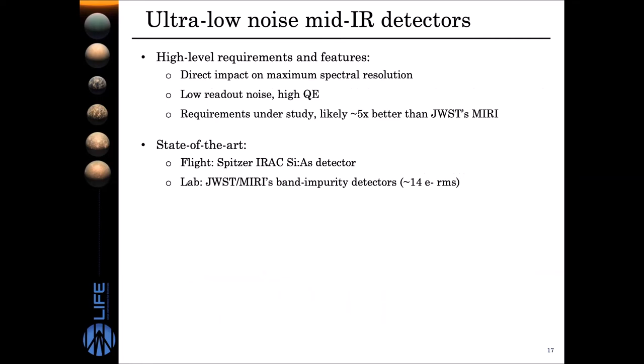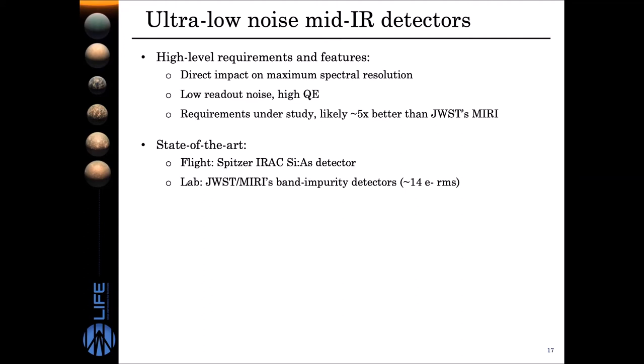Now I'm going into the third requirement, about sensitivity. I'll just say a few words about what is needed. One of the main key technologies of LIFE is the detector, an infrared detector working from 5 to 20 micron. And actually the quality of this detector will have a direct impact on the spectral resolution that we can use to characterize the exoplanet.